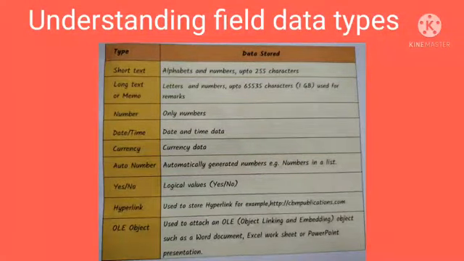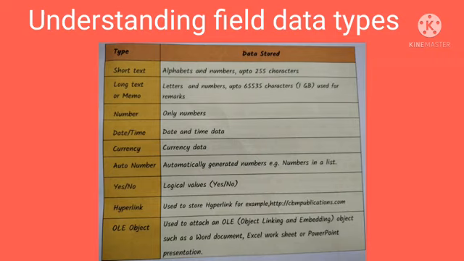Understanding field data types. A data type refers to the type of data which can be stored in a column of a table. Now, type and data stored. Short text: alphabets and numbers, up to 255 characters you can enter. Long text or memo: letters and numbers up to 65535 characters, at least 1 GB, used for remarks.